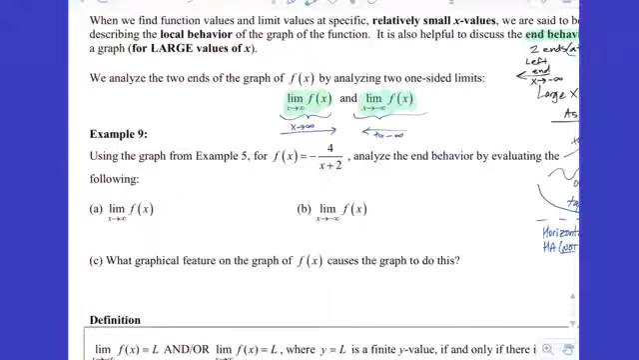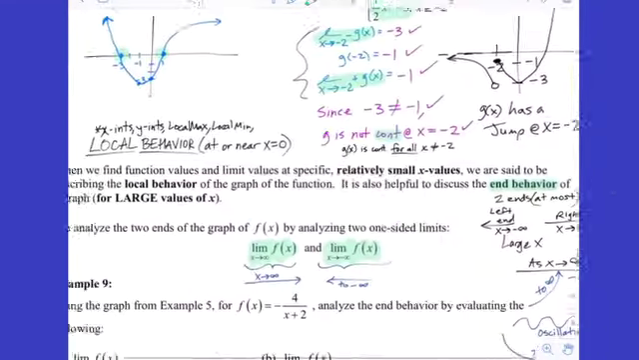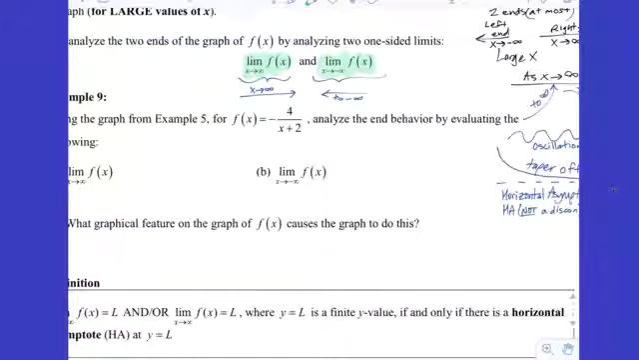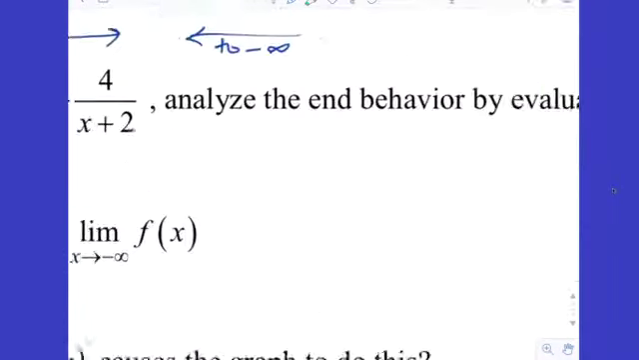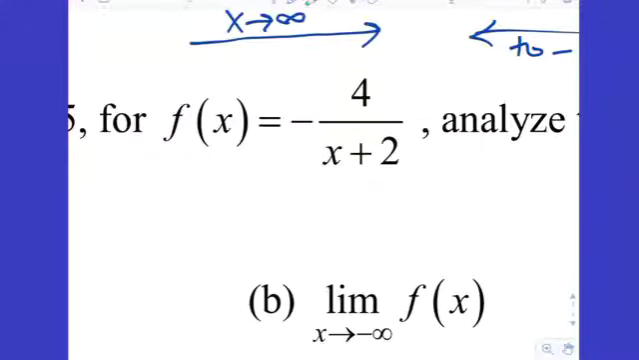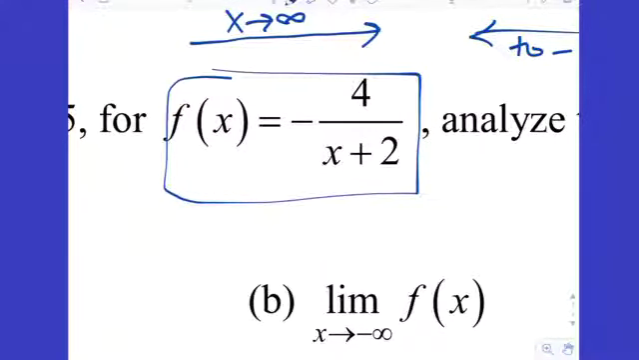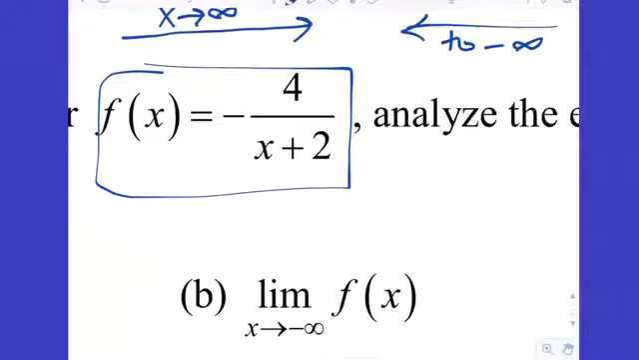All right, so let's try it out on example 9. Using the graph from example 5, which I forgot what it was, maybe we'll resketch it, analyze the end behavior by evaluating the two following limits. All right, sketching this by transformations. Step 1, identify the parent function. What is it? It's 1 over x, okay?